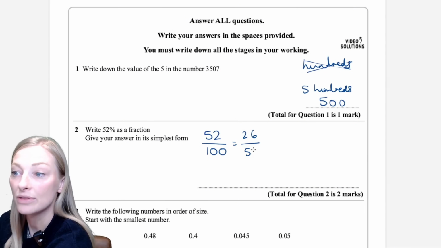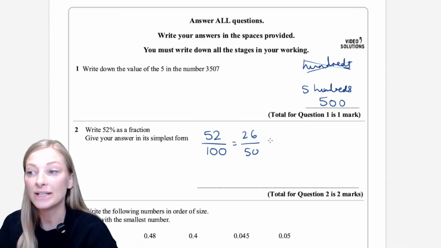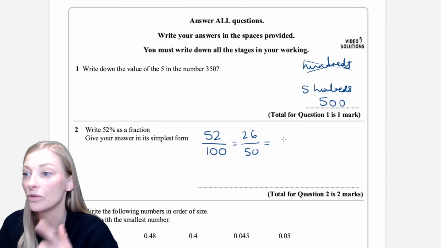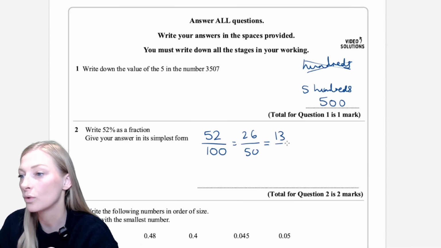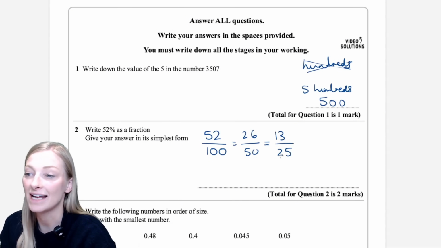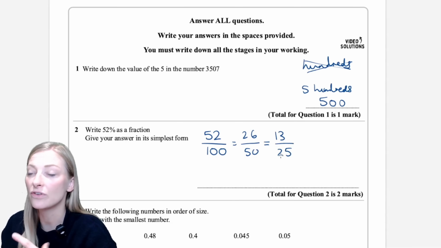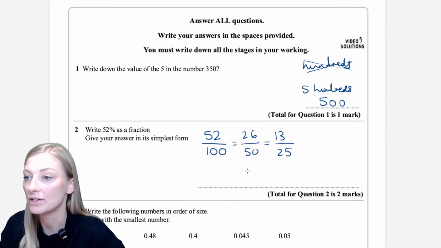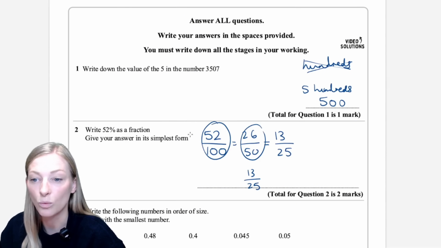And then they're both even, so let's divide that again. 26 and 50 divided by 2 on the top and the bottom gives me an equivalent fraction of 13 out of 25. And you could have just divided by 4 to begin with, but that would be my answer there, 13 over 25 to get the second mark. If you only got as far as one of these, then you would have got 1 mark there for that one.